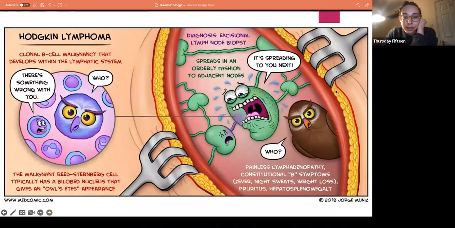So that's another one of those nice cartoons about Hodgkin's lymphoma. And the Reed Sternberg cells, people say they look like an owl.